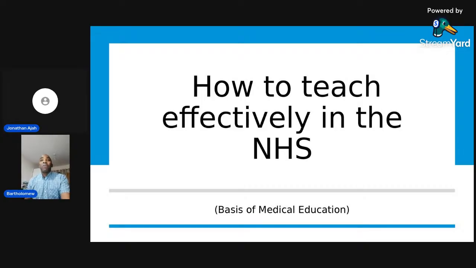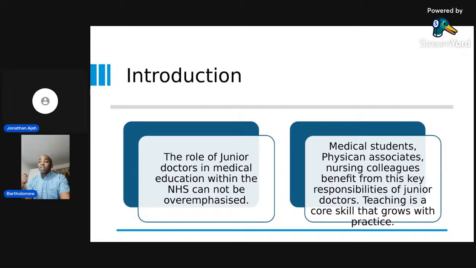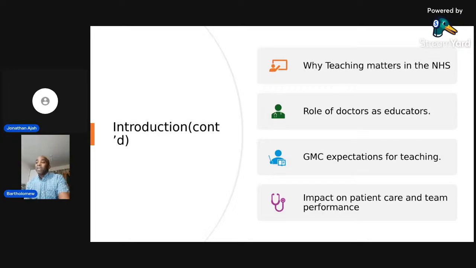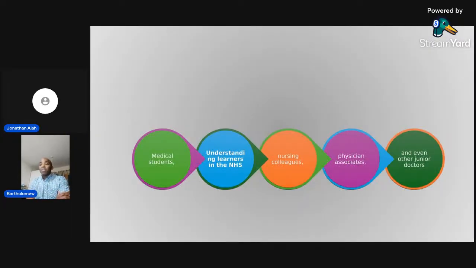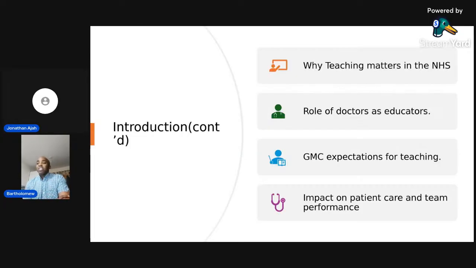Teaching is very important to the NHS, and that is why this topic is apt for every one of us who intends to join the NHS. I'll be doing this using this outline. I'll be taking us through an introduction, down to principles, to the learning environment, the practical teaching frameworks, then before we come down to the conclusion. Now, let's jump into it.